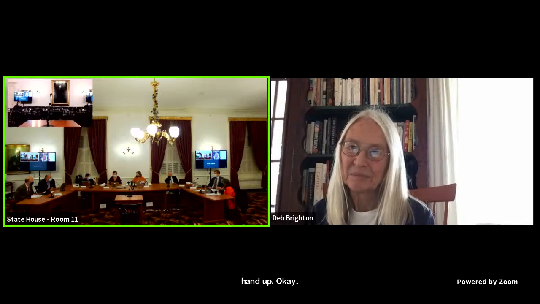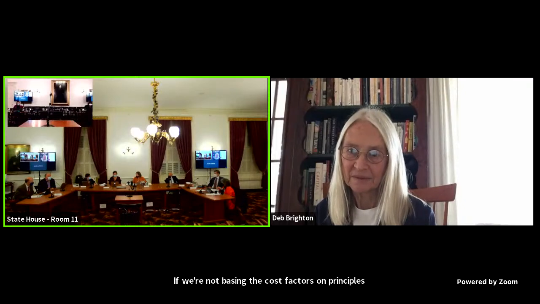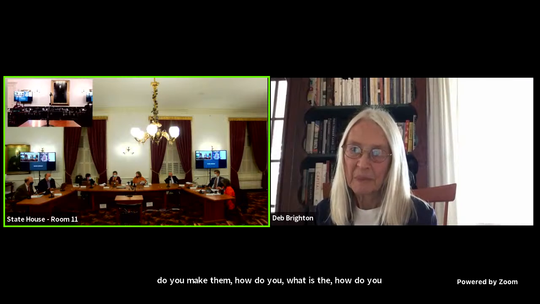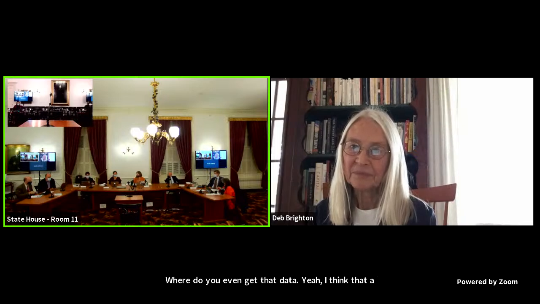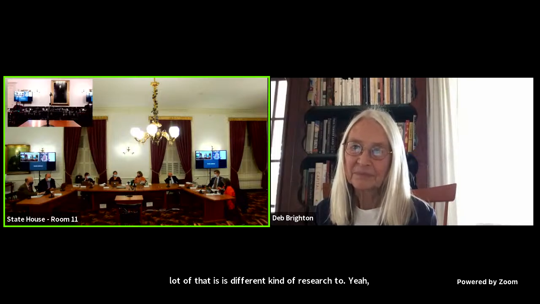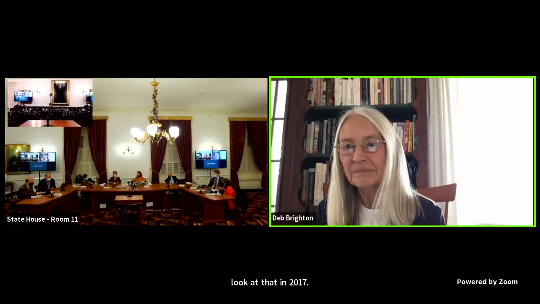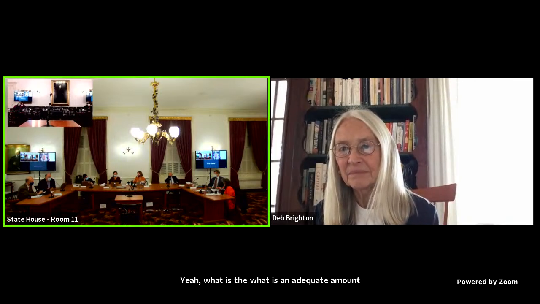I guess just curious about if we're not basing the cost factors on current spending, how do you even calculate what is the right number then? Where do you even get that data? Yeah, I think that a lot of that is a different kind of research. There was a study previously that did sort of look at that in 2017, and sort of what is an adequate amount to spend to get the outcomes you want. It's an entirely different methodology.